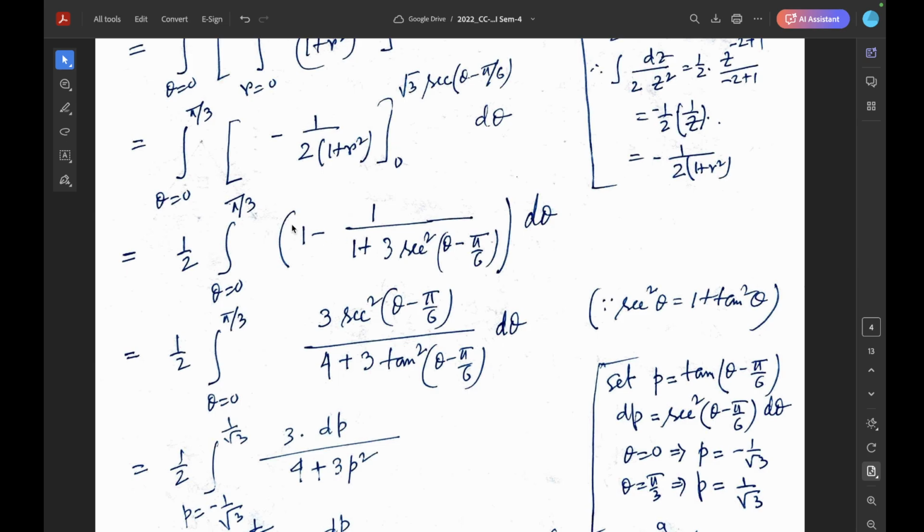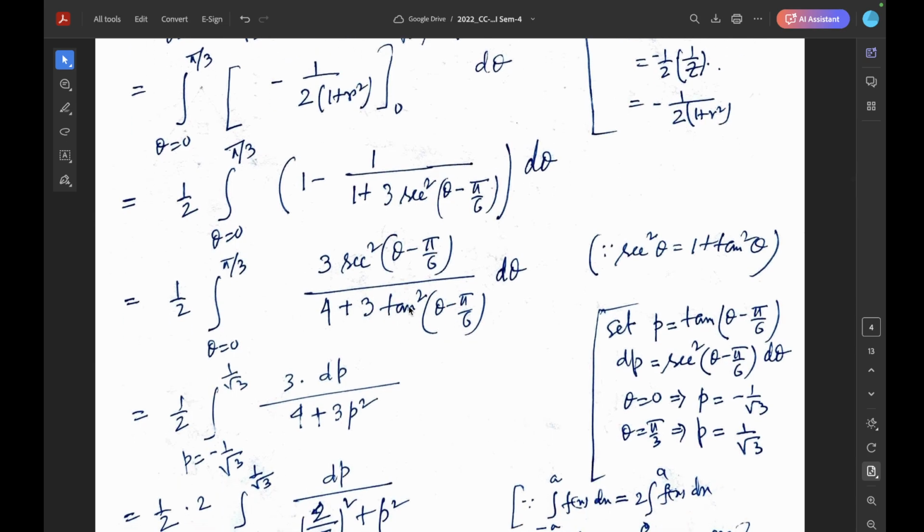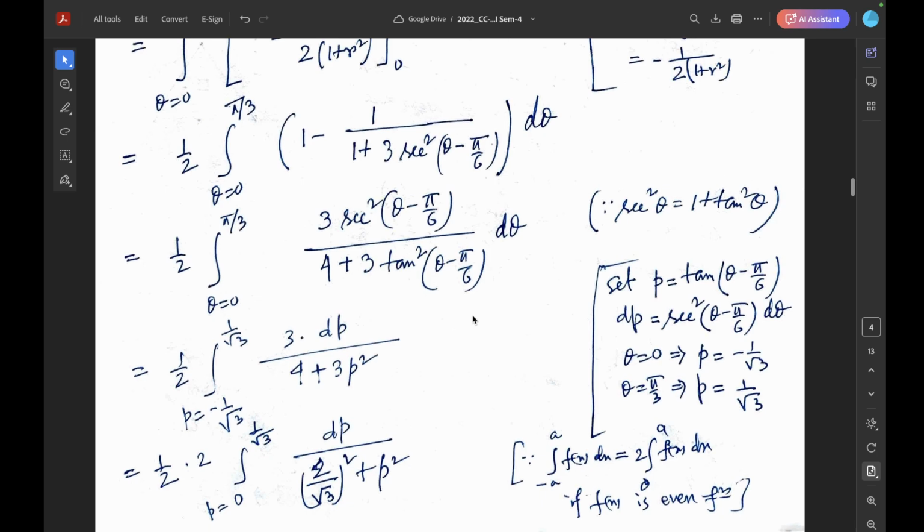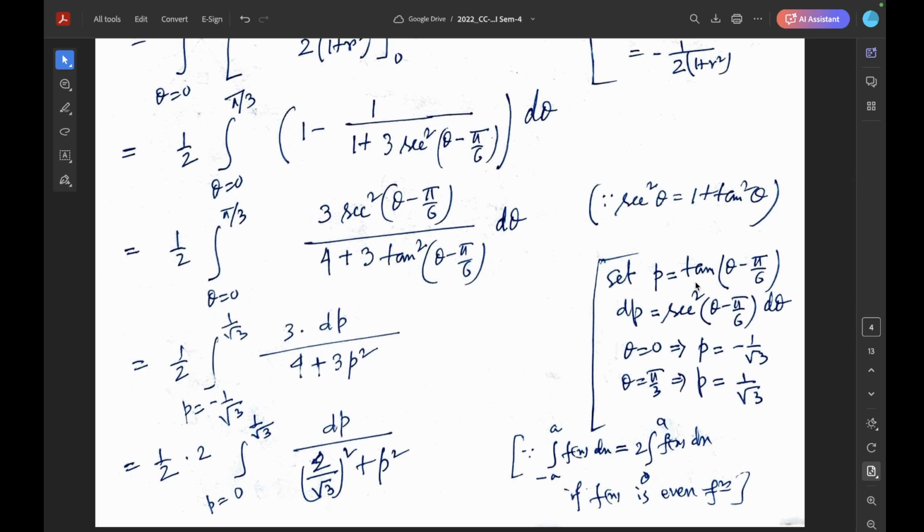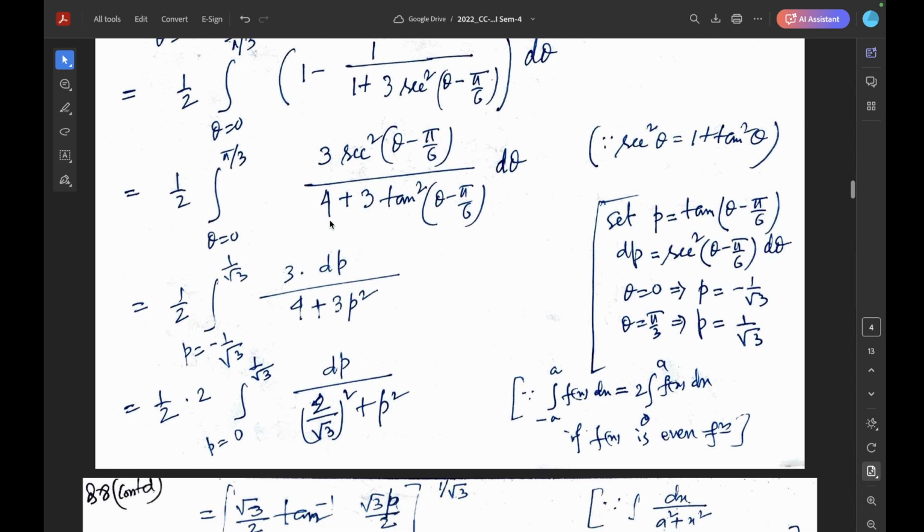Now simplifying, and using the result 1 plus tan square theta equals sec square theta, after simplifying we get 3 sec square(theta minus pi by 6) divided by (4 plus 3 tan square(theta minus pi by 6)) d theta. Put p equal to tan(theta minus pi by 6), so dp equal to sec square(theta minus pi by 6) d theta. When theta equal to 0, p equal to minus 1 by root 3. When theta equal to pi by 3, p equal to 1 by root 3. So changing the variable from theta to p, the integration limit is p equal to minus 1 by root 3 to 1 by root 3. So we get this.